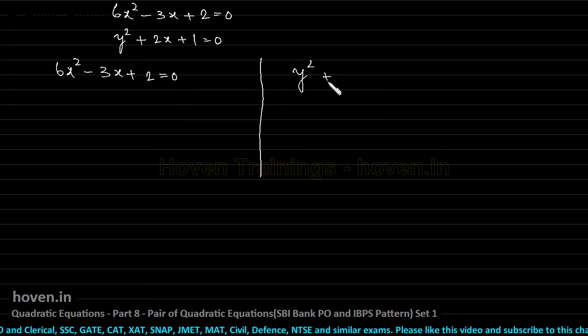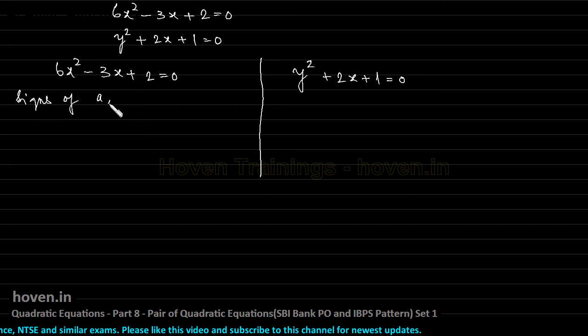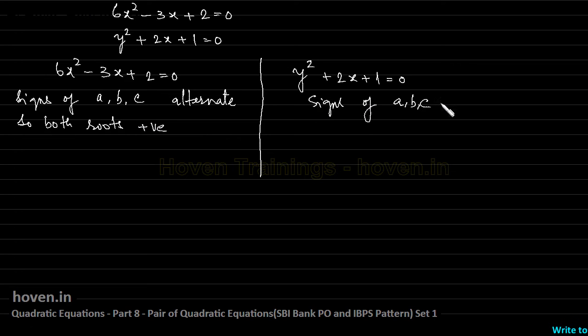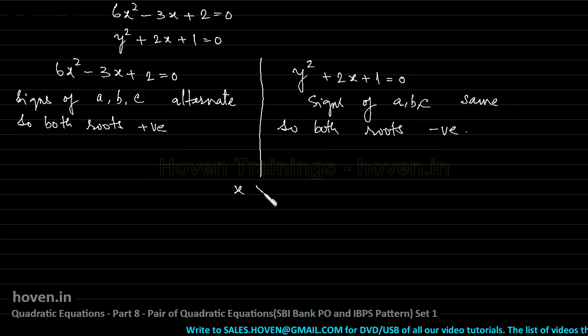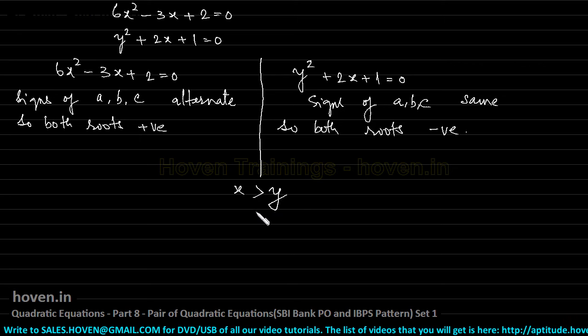The second equation on this side. As our pre-check, the signs of A, B and C alternate, plus minus plus, so both roots are positive. This is one thing. And in this case, signs of A, B, C are same, so both roots are negative. Both roots are positive, both are negative. So x more than y could be a possibility. I am not blindly writing x more than y because cross checks are required.